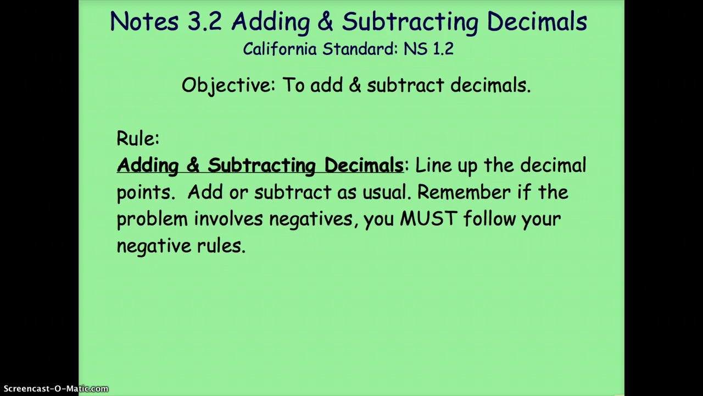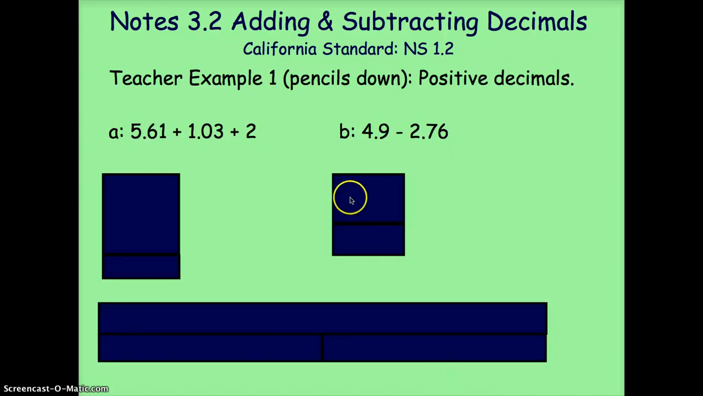Okay, let's go ahead and take a look at teacher example 1. This deals with just positive decimals. Should be nice and easy. First problem, we have 3 decimals. Notice this last digit does not have a decimal point. Remember, if there's ever a number without a decimal point, it means the decimal point's on the end. So this is the same thing as saying 2.0.